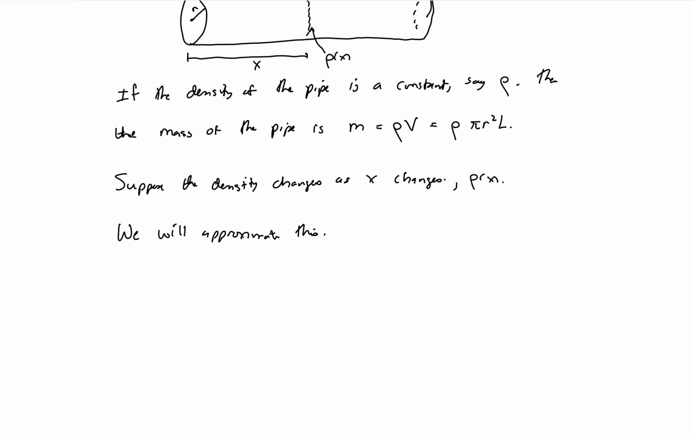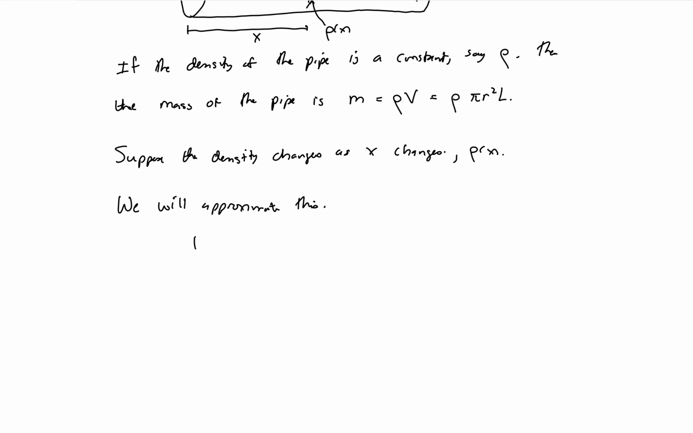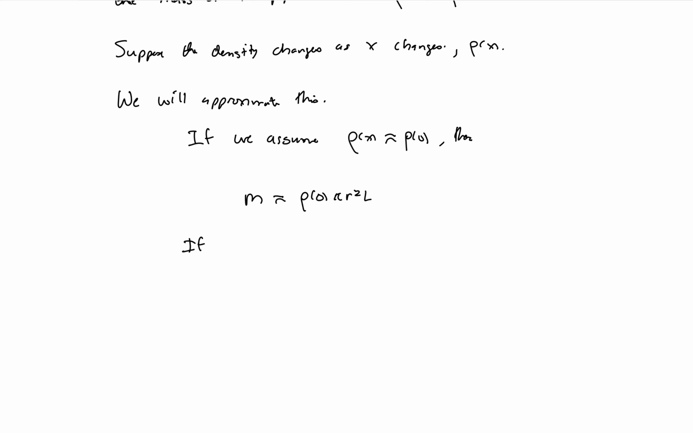So the most naive approximation could be, let's just assume whatever it is at the left endpoint is the density the whole way. So if we assume rho of x is approximately rho 0, then we would say the mass is approximately rho 0 pi r squared L. We could also assume it's the density at the other end. So maybe it's more like rho L. And then we would get the mass was approximately rho L pi r squared L.